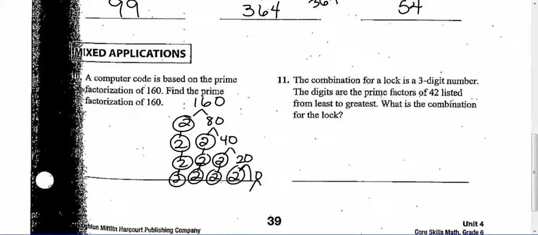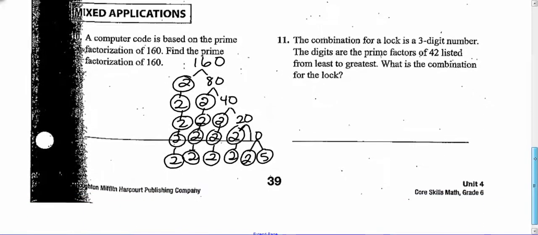And 10 can be broken down into what? 2 times 5, yep. So bring these 2's down. Does it feel like you're writing 2's all the time when you're doing prime factorization? It's a little much sometimes. All right, so 2, 1, 2, 3, 4, 5. We have 5 of those. 2 times 2 times 2 times 2 times 2 times 5.